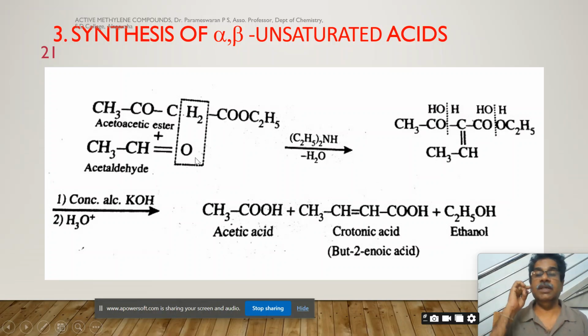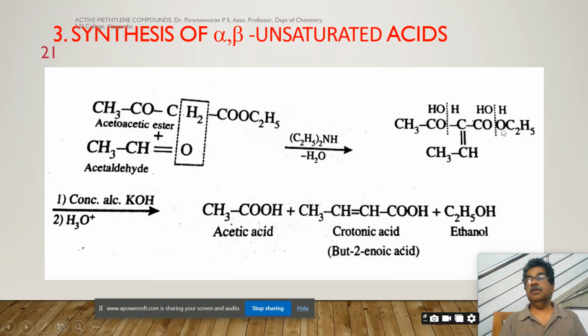Now this CH double bond is connected to the active methylene carbon atom: CH3COC, COOC2H5. Now this C double bond H is connected to the active methylene carbon atom. So CH3CH double bond. Here, the H2 and O together went out as a water molecule. Now CH3CH is connected to the active methylene carbon.